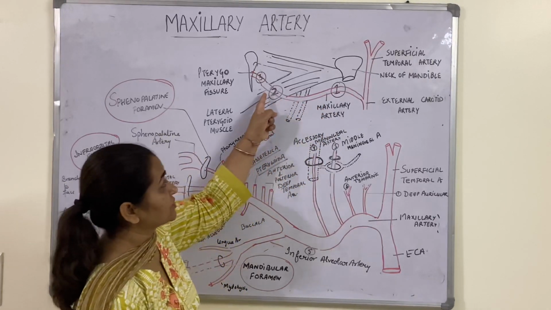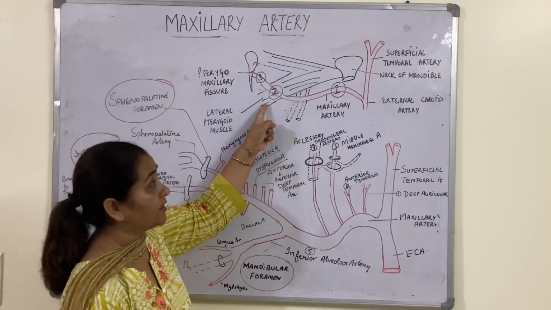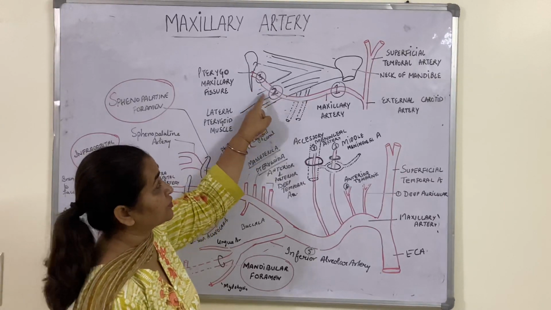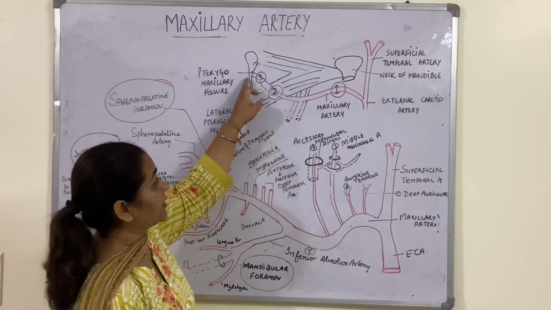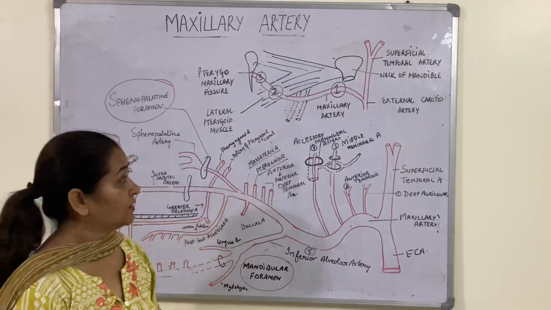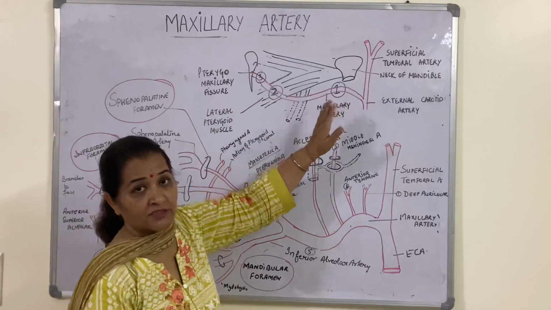Then it passes on the superficial surface of the lateral pterygoid. After that, it passes between the two heads of the lateral pterygoid and enters into the pterygopalatine fossa. Now this is the course of the maxillary artery.